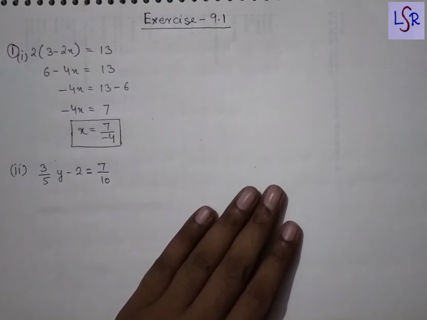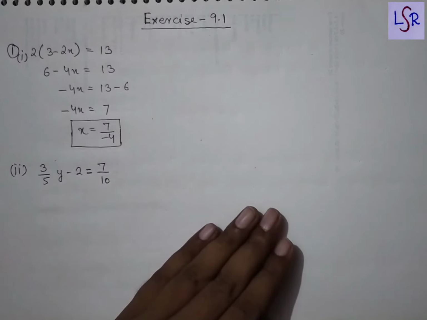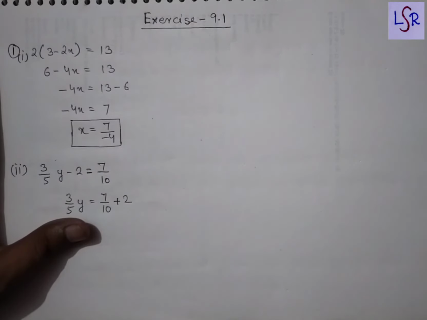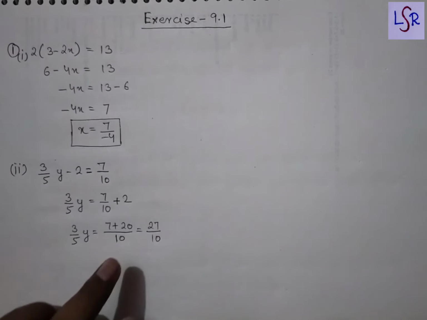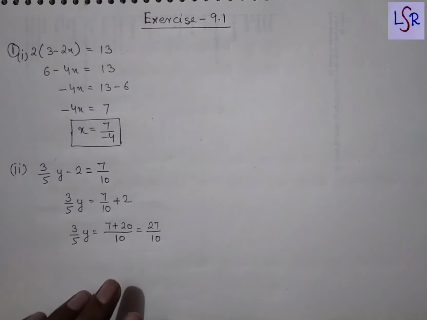Now let's see the second part of this question. Here we are having 3 upon 5 y minus 2 equals 7 upon 10. So very first of all we are going to shift minus 2 from LHS to RHS. And here when it is transposed from LHS to RHS it gets a positive sign. Now we are going to add 7 upon 10 plus 2. And here we have got 27 upon 10 as the sum of 7 upon 10 and 2.